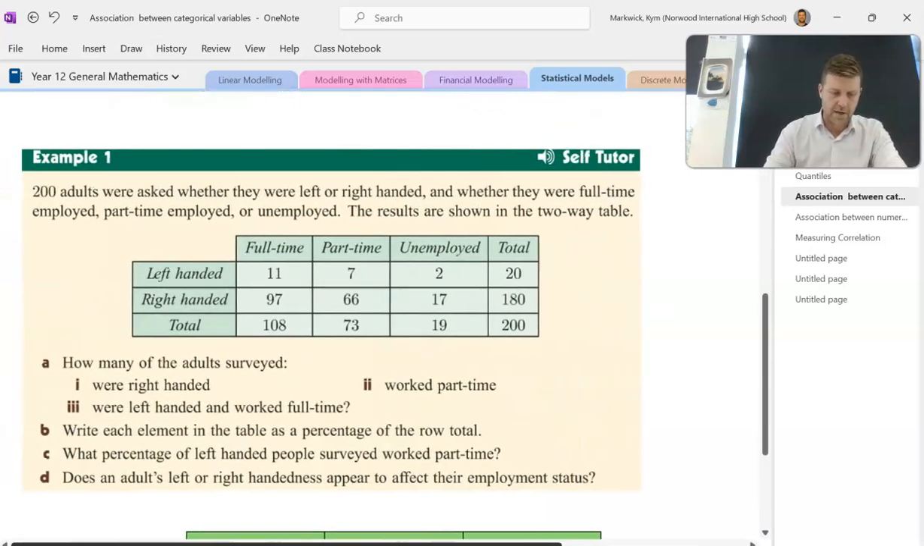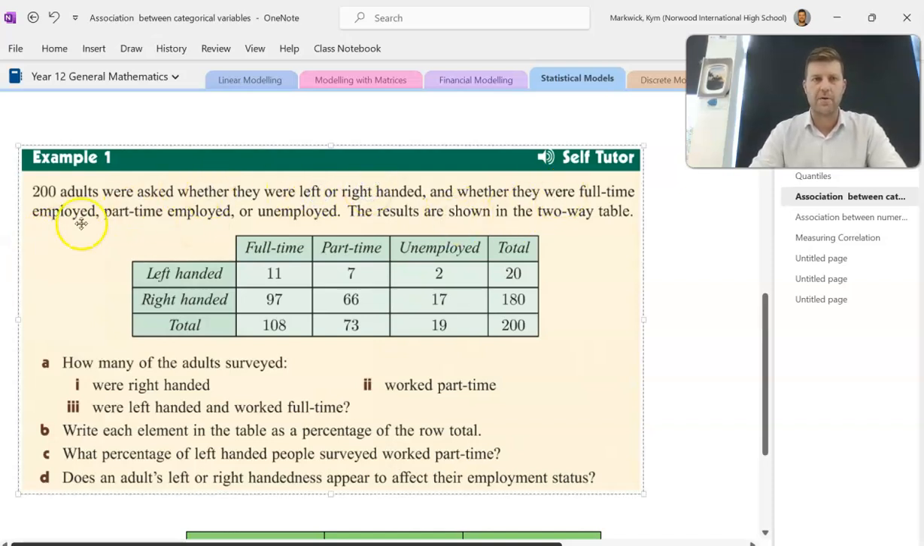So here is an example where 200 adults were asked whether they were left or right-handed and whether they were full-time employed, part-time employed, or unemployed. Again, those results are shown here in a two-way table, but you can see that from those 200 people, only 20 of them were left-handed, and the majority, 180 of them, were right-handed. So it's a little bit hard to see from just the raw data whether there actually is a relationship or an association between being left or right-handed and whether you are more likely to be full-time, part-time employed, or unemployed. So we'll get to that in a minute, converting those into percentages to make that comparison.